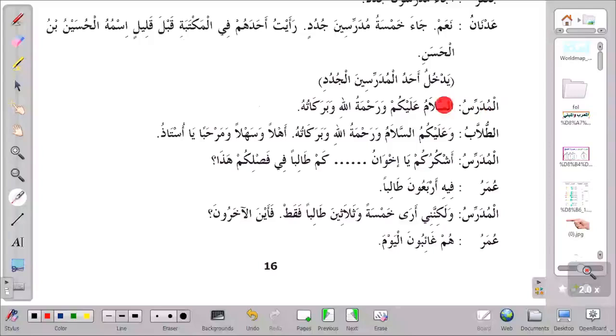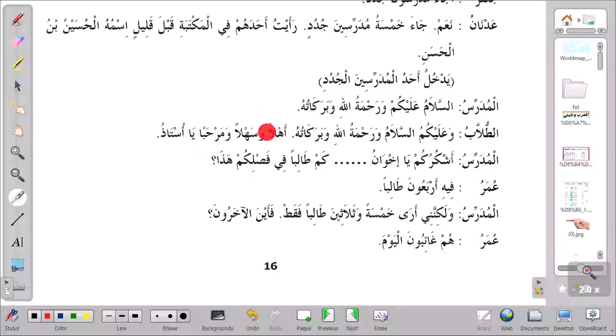Al-Mudarrisu, the teacher says, Assalamu alaikum wa rahmatullahi wa barakatuh. So the teacher, that's the new teacher who is just entering into the class, is saying greetings to them. So at-Tulab, the students say, Wa alaikum assalamu wa rahmatullahi wa barakatuh. Ahlan wa sahlan wa marhaban ya ustaz. They are welcoming him, as I said. We have looked at this previously.